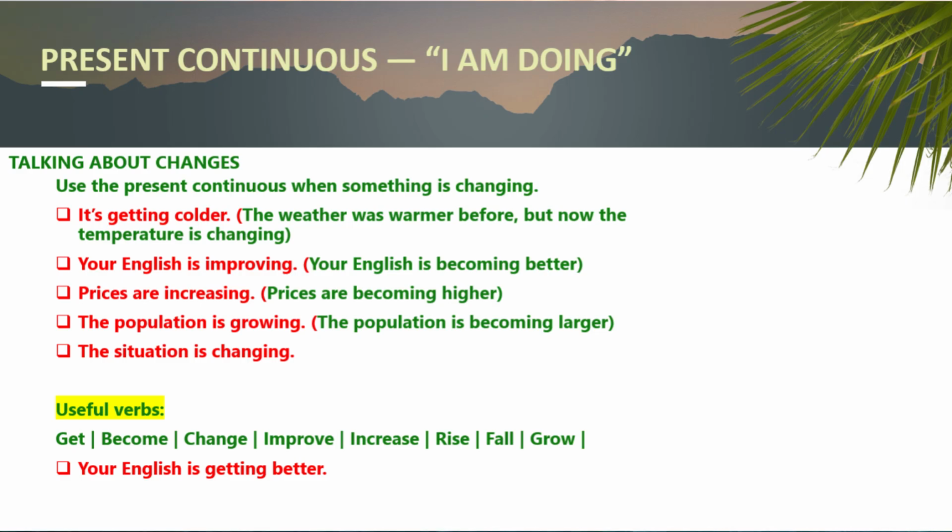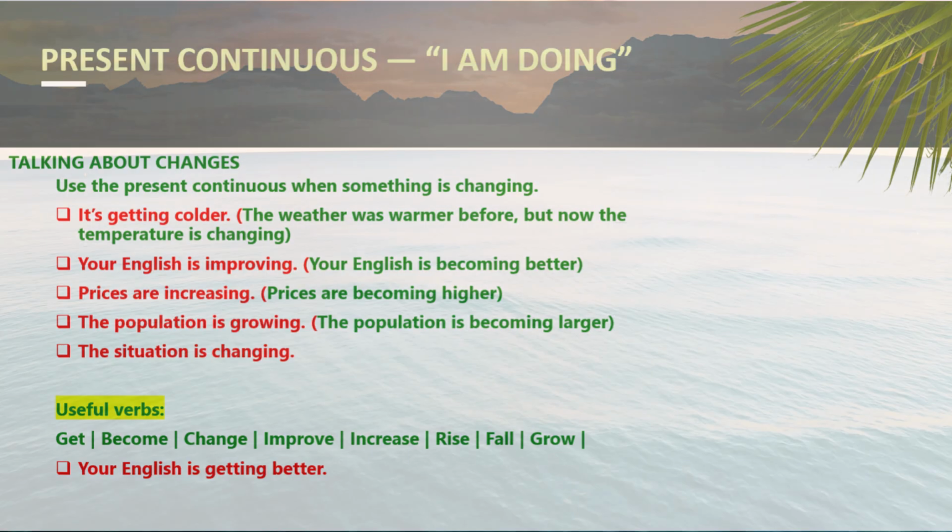One particularly useful word is getting. In many everyday sentences, getting means becoming. So it's getting cold means it's becoming cold. I'm getting tired means I'm becoming tired. He's getting angry means he is becoming angry. She's getting better means she is becoming better. So when you hear a sentence such as, your English is getting better, understand that we are talking about a process of change happening over time.